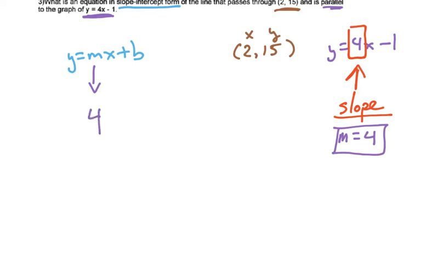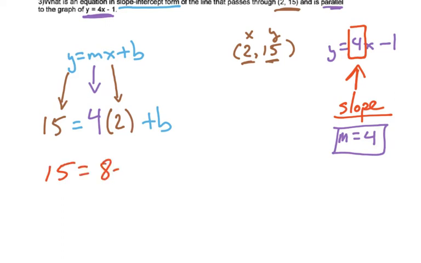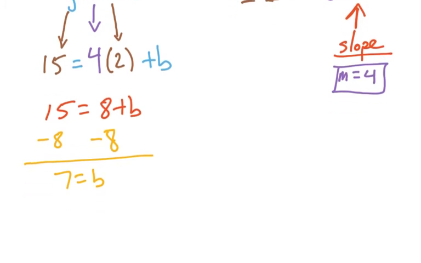Now we also know that, again, it passes through the point (2, 15). So we know x is 2 and y is 15. So notice I'm plugging in x is 2 and y is 15. And so now we have our equation, so we can solve this. So this is 15 equals 8 plus b, and we'll get b by itself by subtracting 8, and hence b is 7.